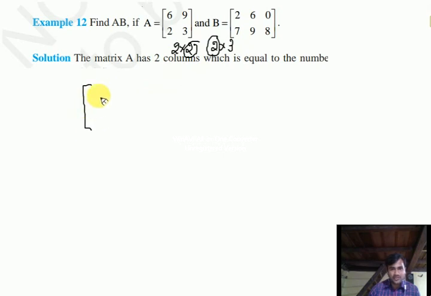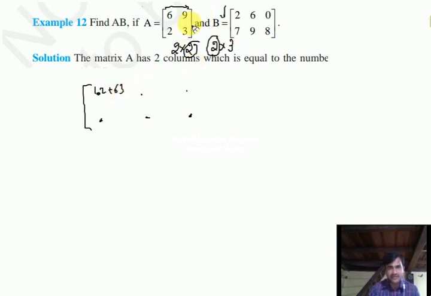2 cross 3 means we have 2 rows and 3 columns. 2 rows, 3 columns. This is first row, first column. So first row 6, here you need to choose first row from first matrix, first column from second matrix. 6 into 2 is 12, 12 plus 9 sevens are 63.